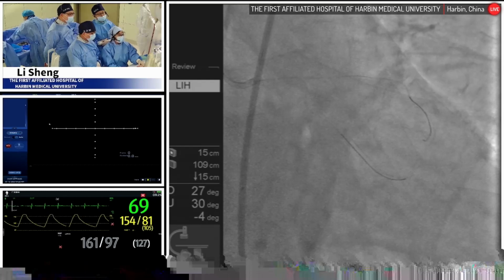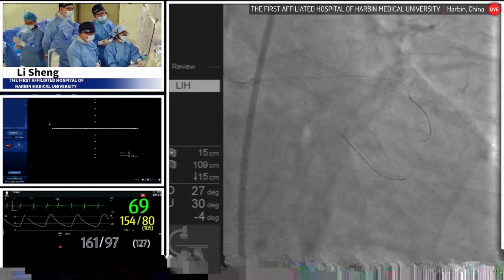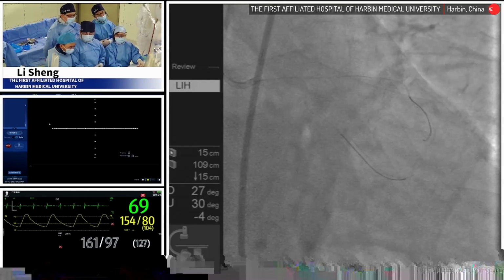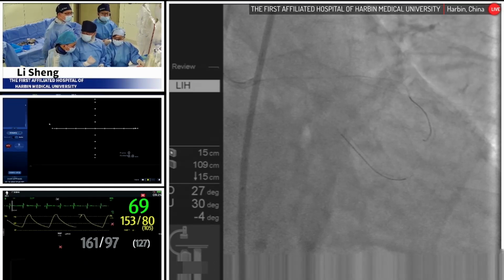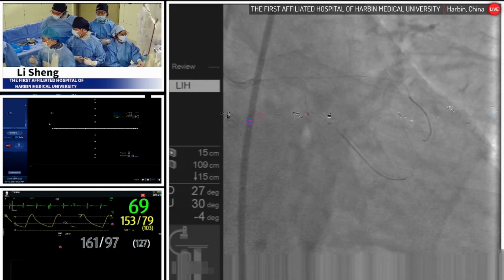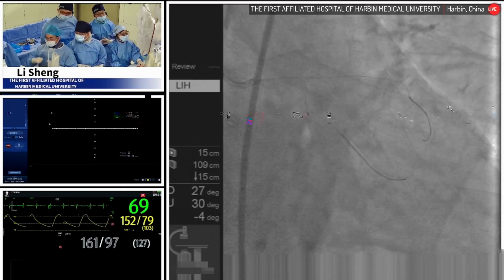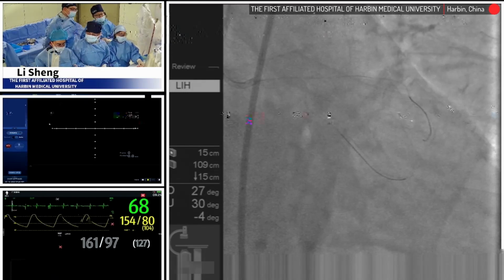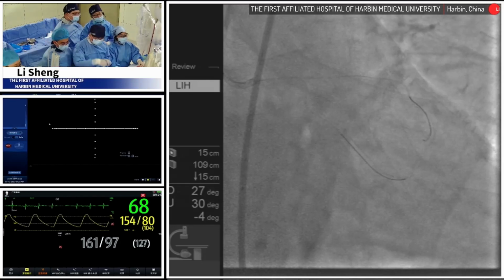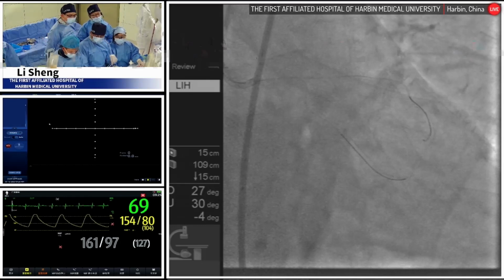Maybe adequate. So we will add the ATM. Last time you gave 10 ATM, and this time you increase the pressure to 12, or much higher. Trial of 14.